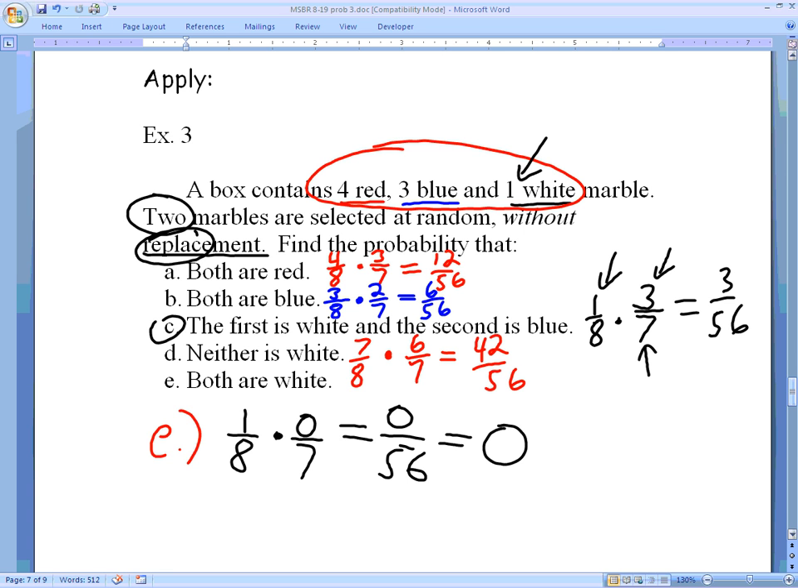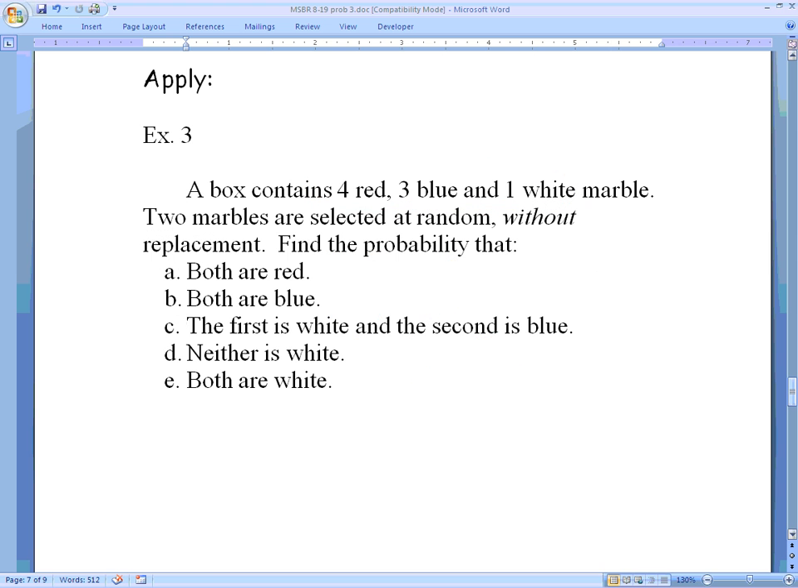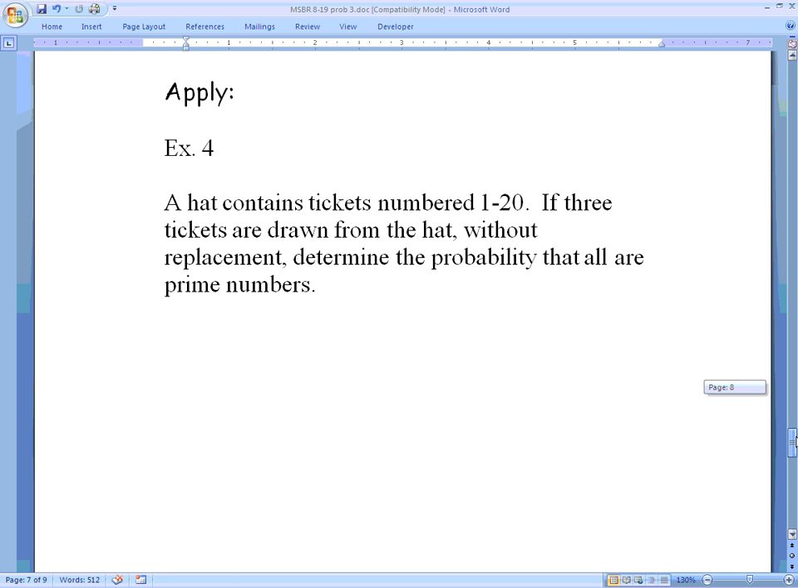Why wouldn't there be a chance of getting 2 white marbles? Because there was only 1 white marble to begin with. So there's no way you can pull out 2. So it makes real world sense as well. And I think I'm going to end with that example. There is one other example here if you want to take a look at that. But I think we'll discuss this a little bit more in class.